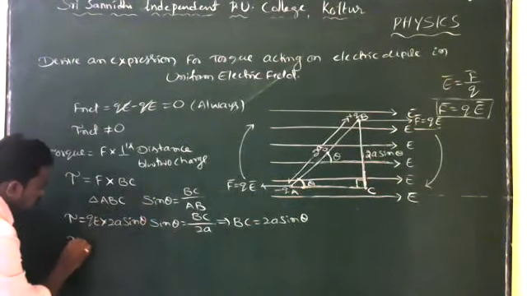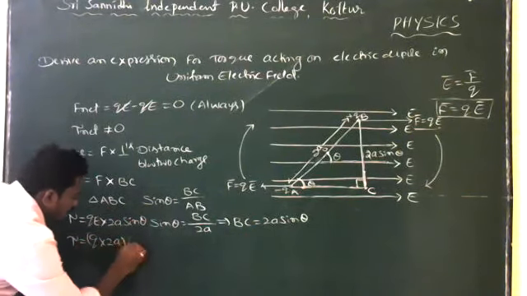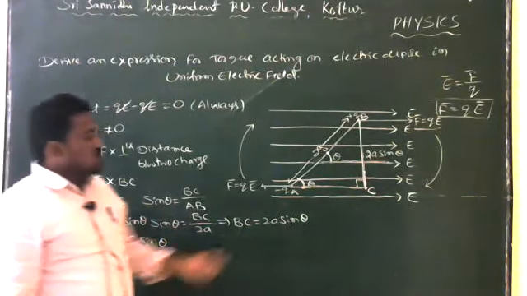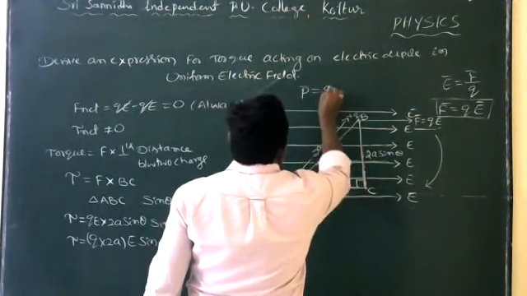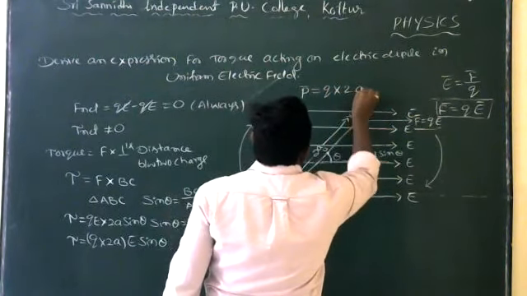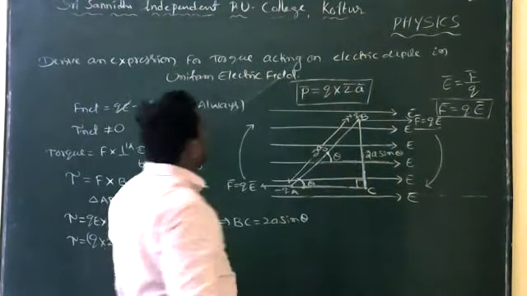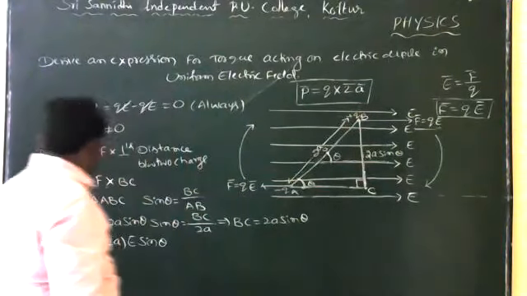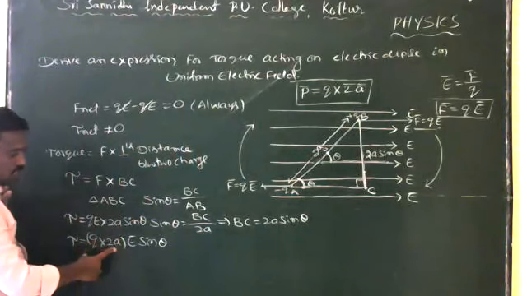So now this equation can be written as Q into 2A into E sine theta. Every dipole has a dipole moment, so P is equal to Q into 2A. This is the dipole moment. Now substitute the value of P: Q into 2A is replaced by P.